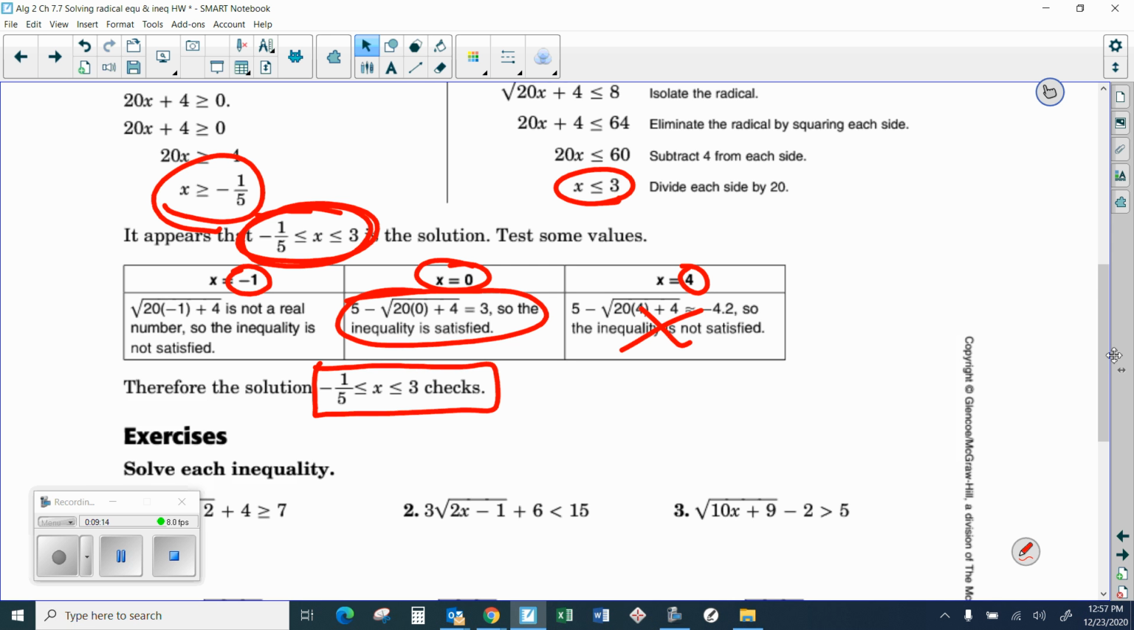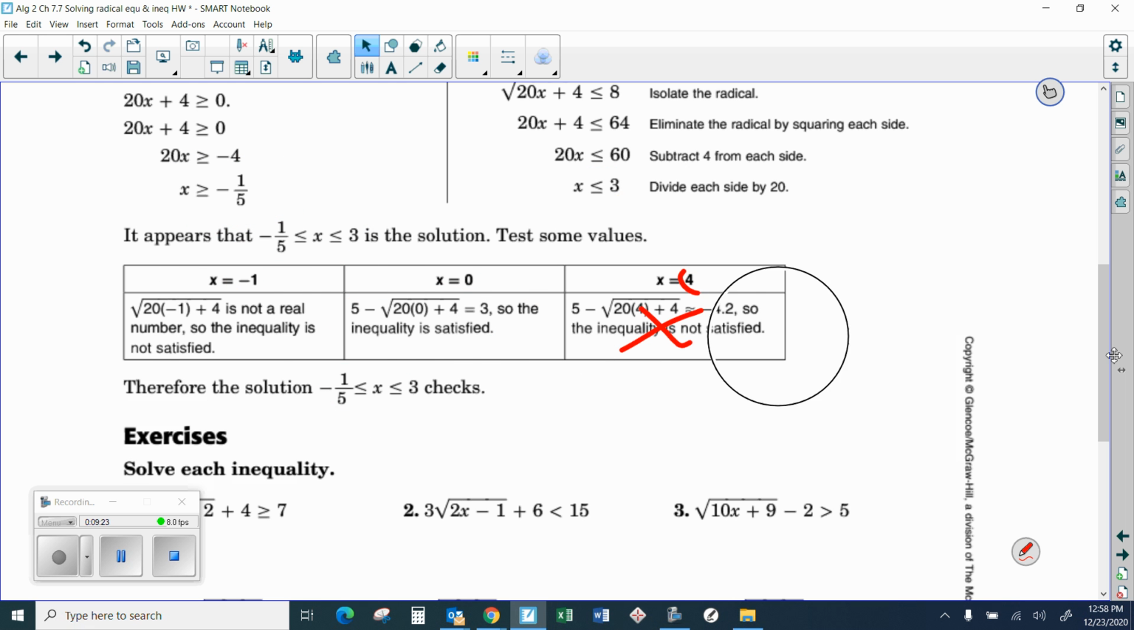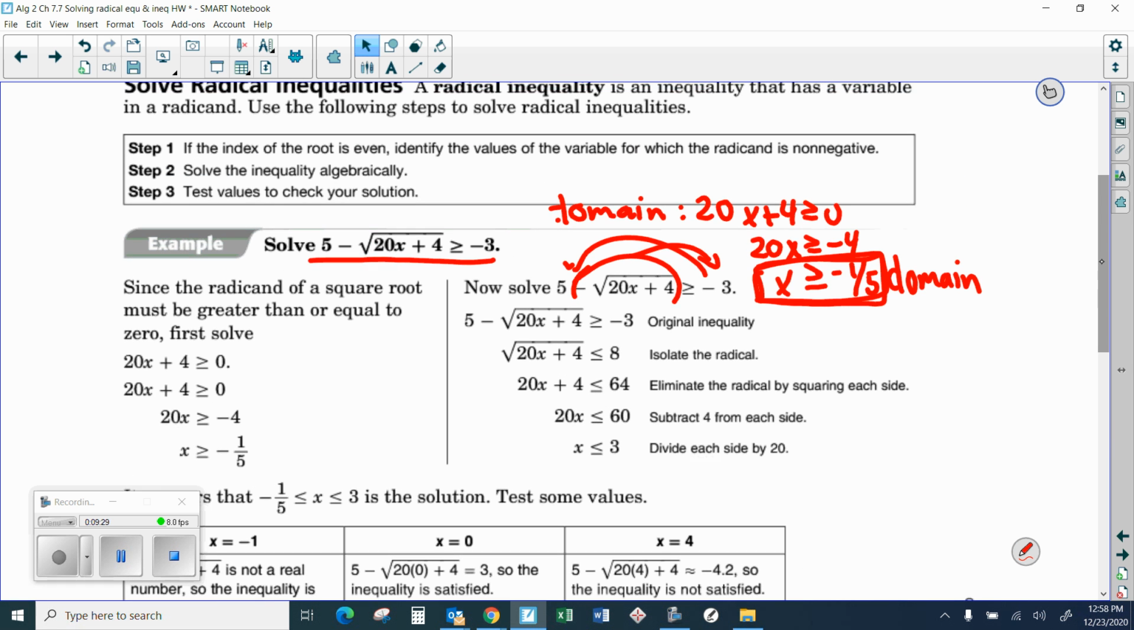So don't forget, that's going to be the common error. People just solve the inequality itself and forget to check for the domain. The domain has to be satisfied as well. The domain and the answer, both satisfied. Okay, so first do your domain so you don't forget to do it. I'm just telling you, step 1, domain first. Then solve. Step 2, solve.